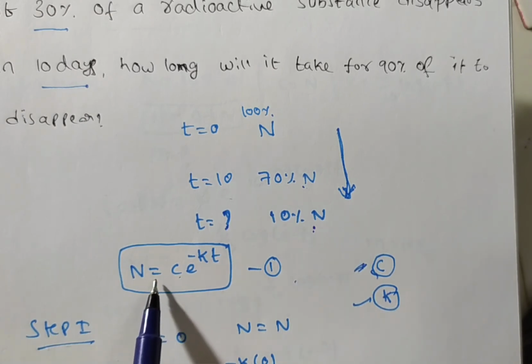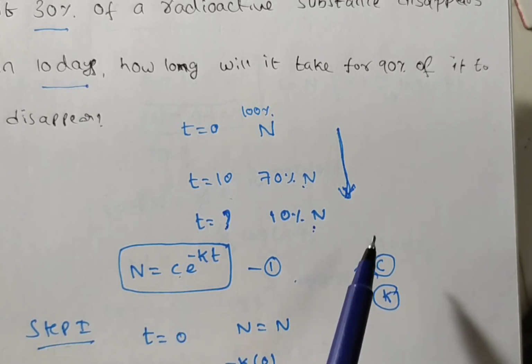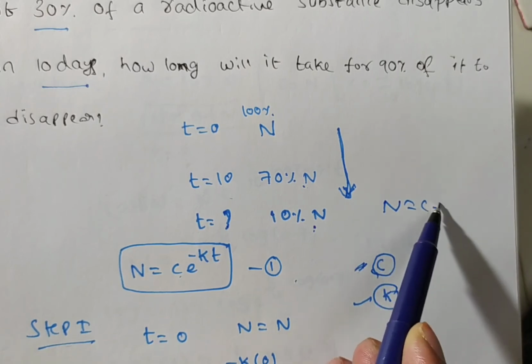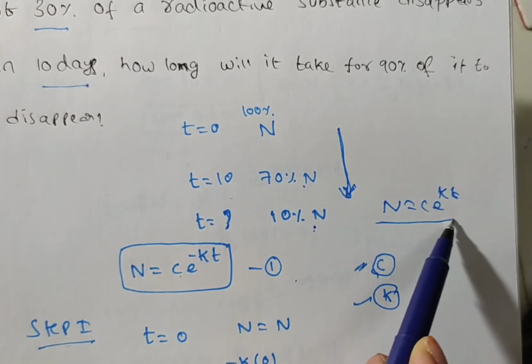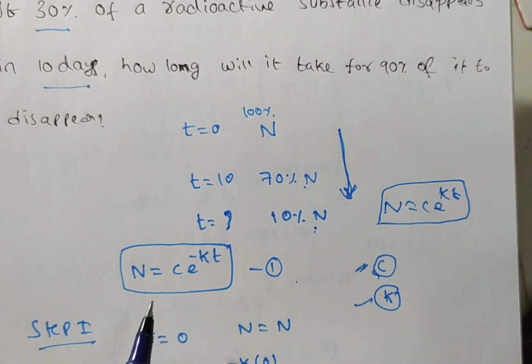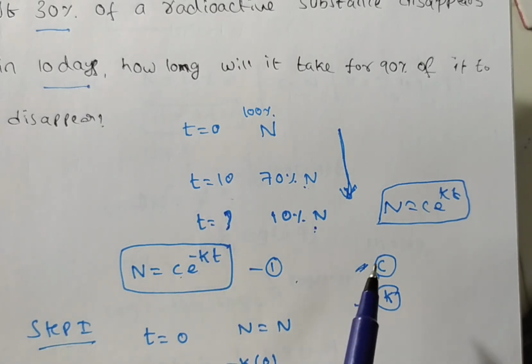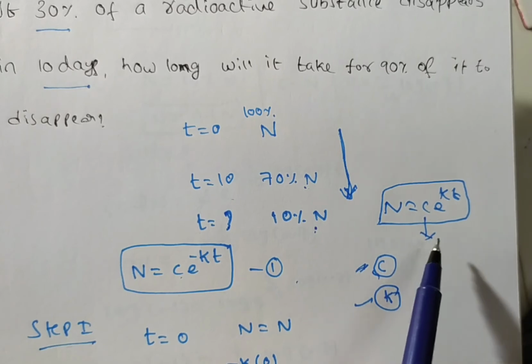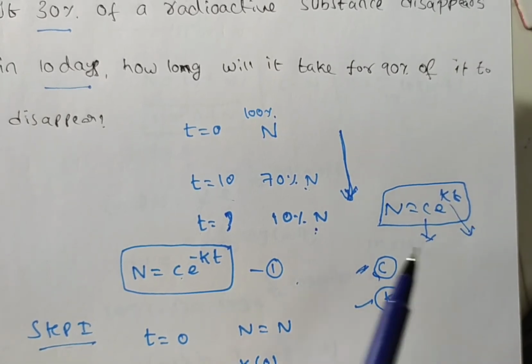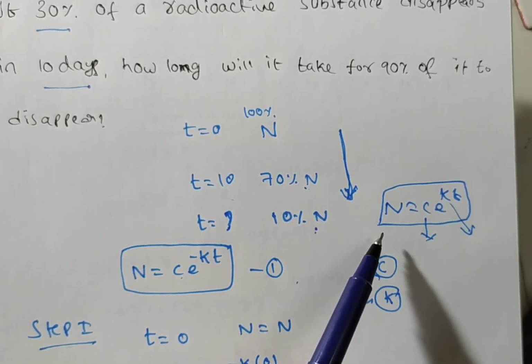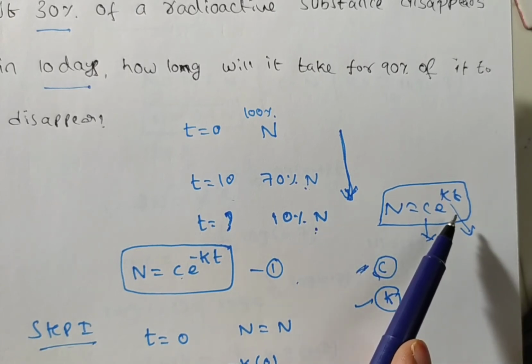But this formula is for natural decay. What about natural growth? N is equal to C e to the power of plus kt. Plus kt is growth, and minus kt is decay. The rest is common. What is common here? We need to find C in step 1 and the k value in step 2. If they give t, you can find n. If they give n, you can find t. That is the final one.